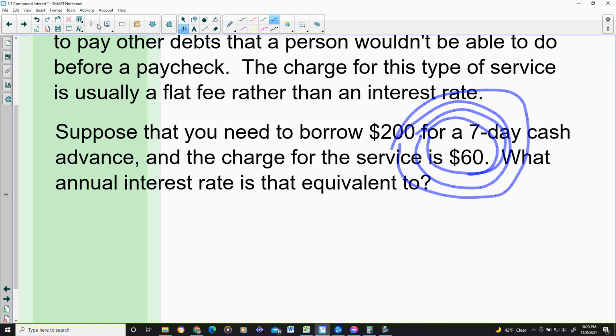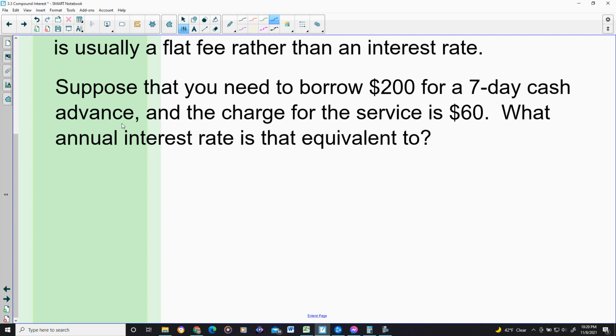So let's answer this question here. Suppose you need to borrow $200 for a 7-day cash advance. Okay. So P equals 200. And the service charge is $60. Okay. So what does that mean? You borrow $200 for a service charge of $60. So at the end of the time, when the loan comes due, how much are you going to pay? You're going to pay a total of $260. The $200 plus the service charge of 60.